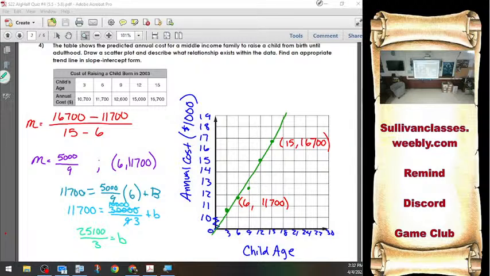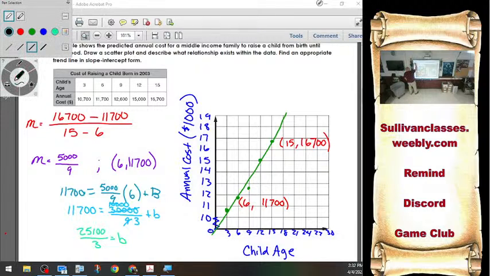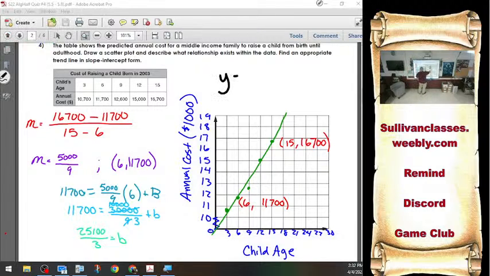Y'all got a calculator, or you should have a calculator. That's got fraction mode. Okay. So I've got B, I've got M. Write your equation. Y is, now I have 5,000 over 9x plus 25,100 over 3.